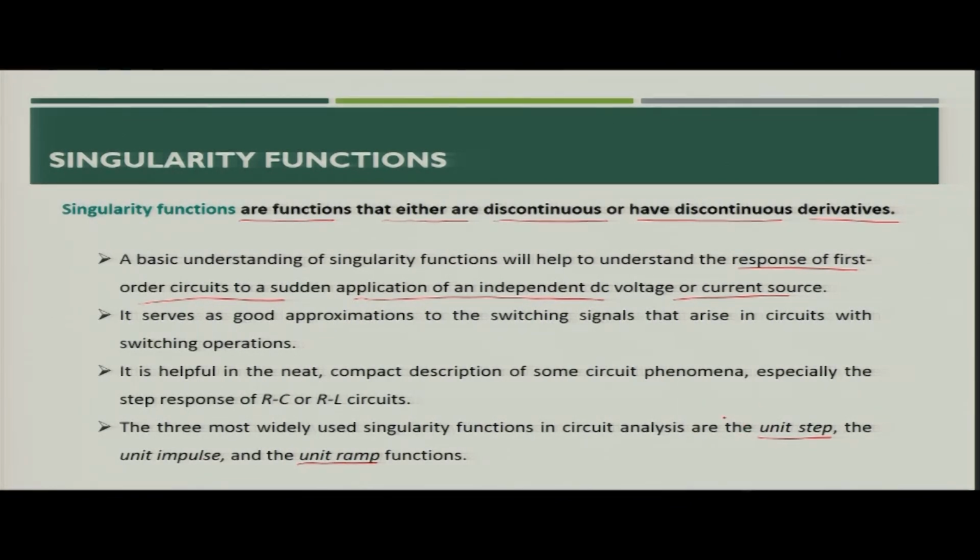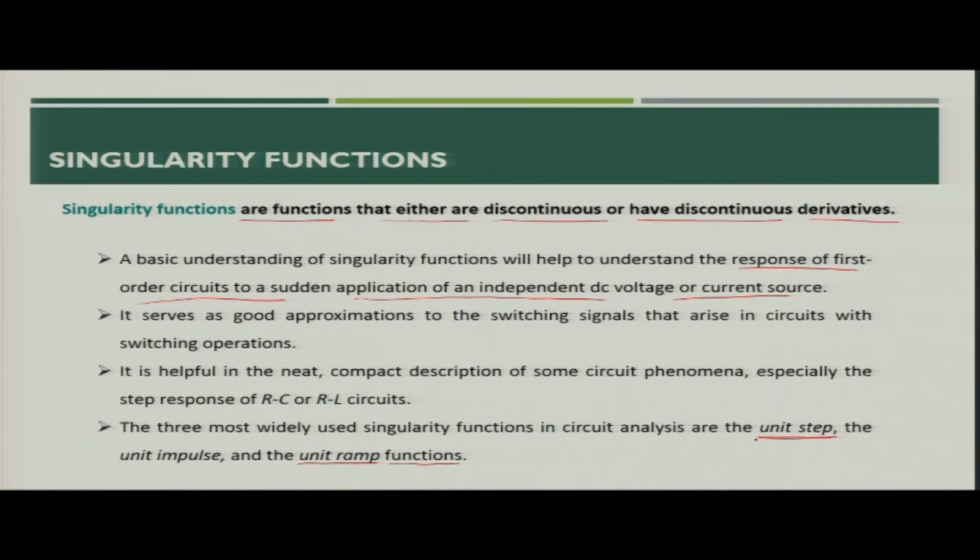So, when you suddenly apply the voltage source to the circuit, it means that you are adding a unit step to the circuit. Similarly, when there is a sudden surge coming up in the circuit, you will say this is a unit impulse being applied to the circuit. And if the voltage is building up gradually in the circuit, then that can be represented with the help of the unit ramp function.